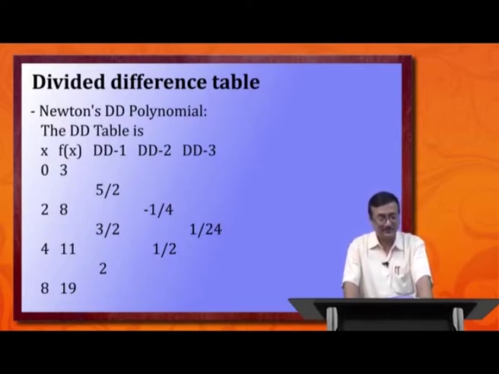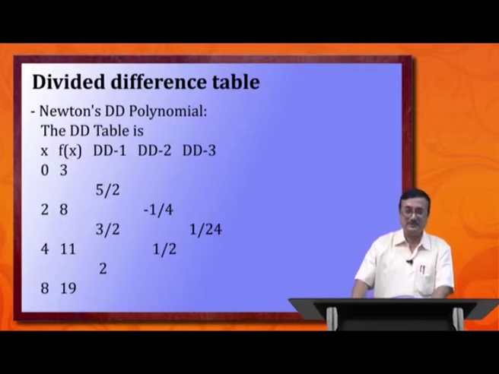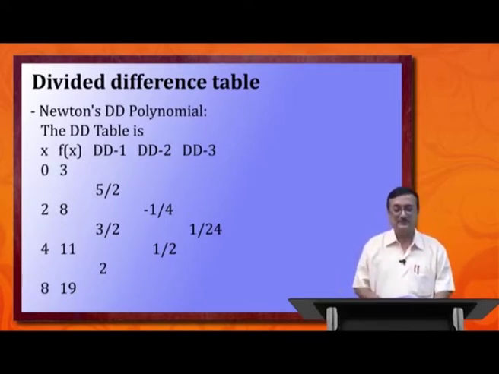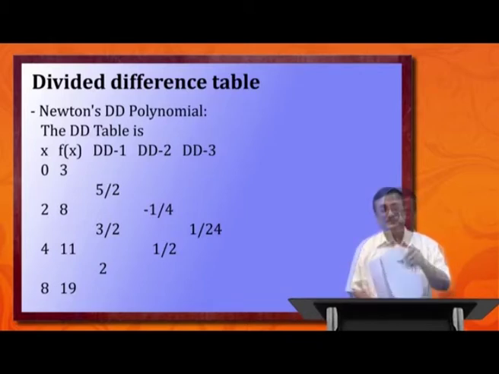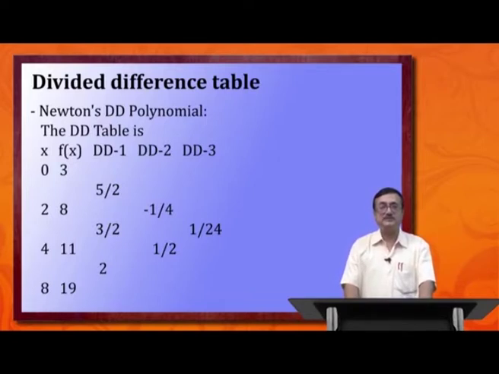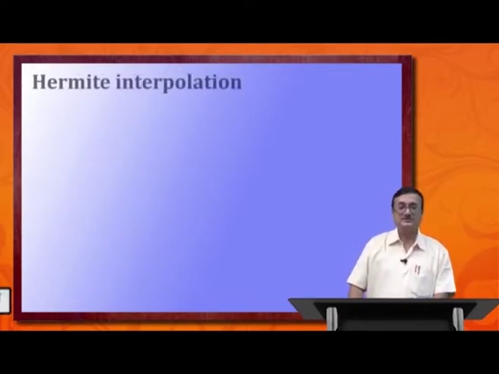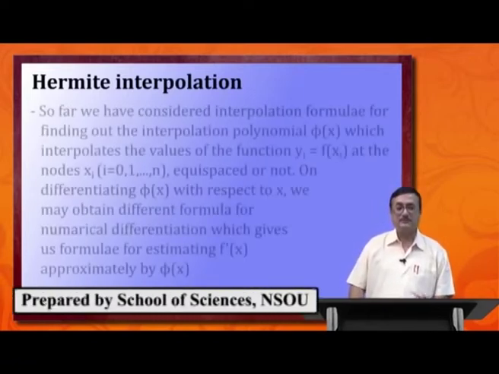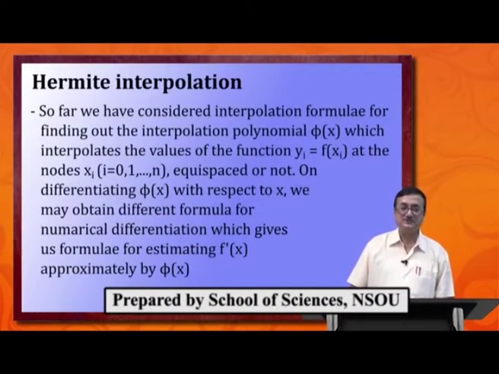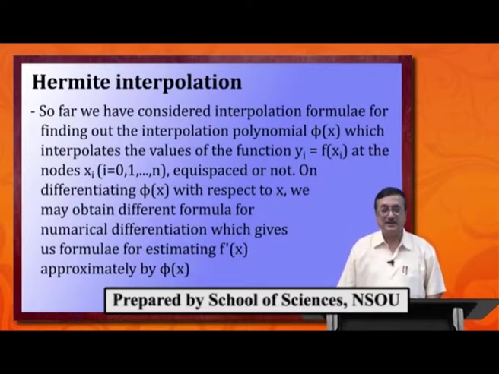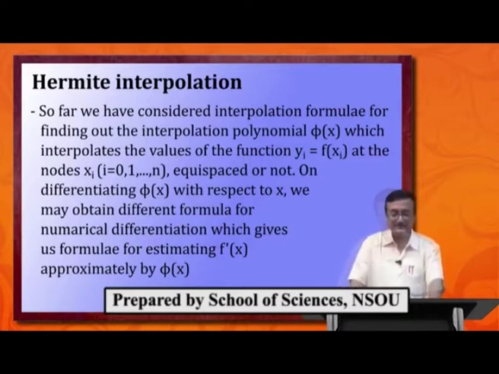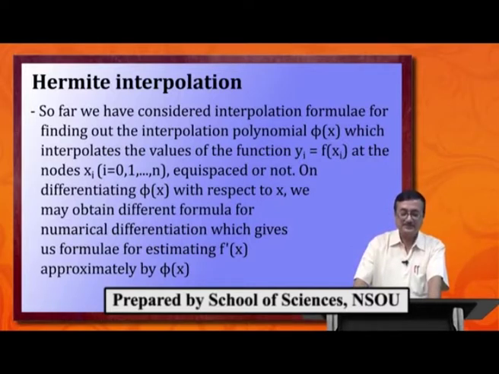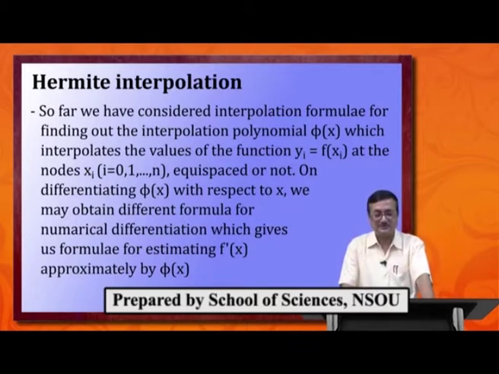So phi 1 and phi 2 are one and the same. If we use Lagrange's polynomial or Newton's divided difference polynomial, the polynomial will be the same if we use them on the same table. But here I would like to come to another type of interpolation, which is known as Hermite interpolation. So far, we have considered interpolation polynomials which take care of only the value of the function at the interpolating points. That is, yi is equal to f(xi), where xi's are given, i is equal to 0, 1 to n. This may be equispaced or not.